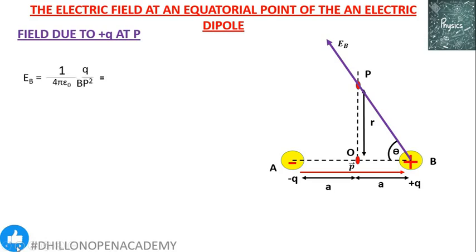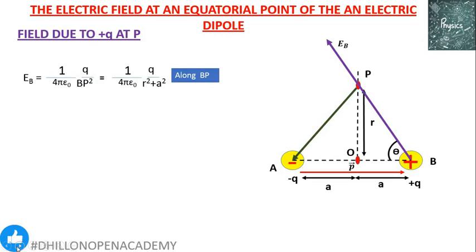Its field value will be 1 over 4 pi epsilon naught q over BP square. What is the distance BP? You can easily find it using the Pythagoras theorem in the right angle triangle POB. PO is equal to R, OB is equal to A, so PB will be equal to square root of A square plus R square. So when you substitute this value into BP square, square and square root will cancel out. We will have only 1 over 4 pi epsilon naught q over R square plus A square along BP.